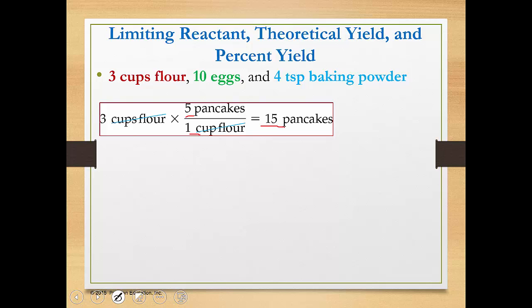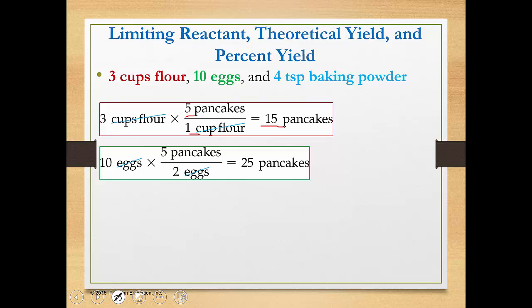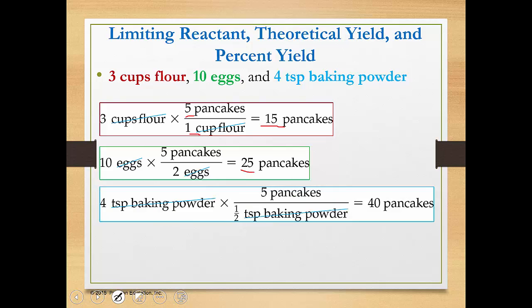Let's do the same thing for the eggs. I had 10 eggs. I need 2 eggs to make 5 pancakes, so when I set that up, I see that I can make 25 pancakes based on the number of eggs. Now let's look at our 4 teaspoons of baking powder. We only need half a teaspoon of baking powder to make 5 pancakes. So if I have 4 teaspoons, that's enough to let me make 40 pancakes.